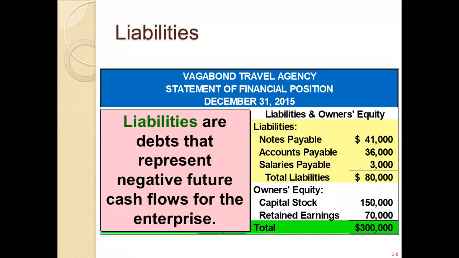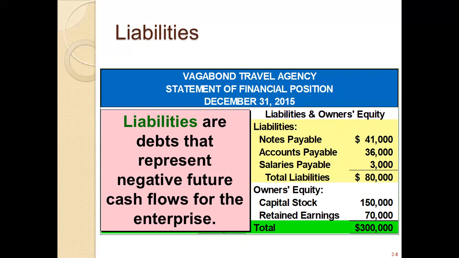Now we discuss liability. Liability is debt. It is a due amount that represents a negative future cash flow for the enterprise business, and you have a number of examples right now. Liabilities and owner's equity: notes payable 40,000, accounts payable 36,000, salary payable 3,000. Now the total liability is 80,000. And now owner's equity: similarly, in owner's equity you have two accounts, capital stock and retained earnings. Okay, class. Liability again is a negative cash flow for our business.